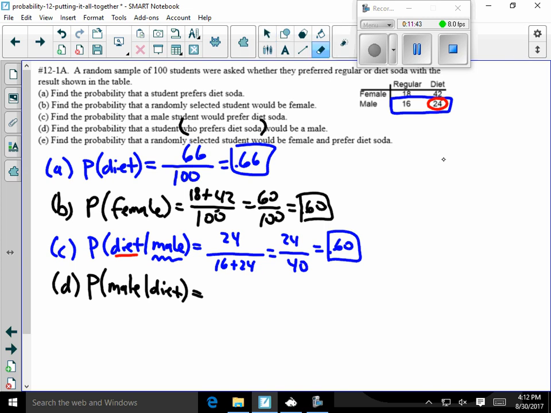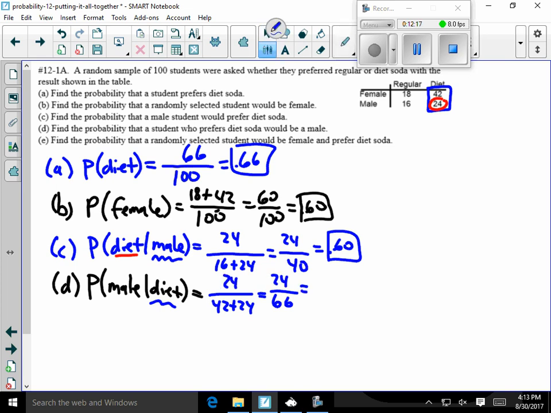In that case, that means that the conditional sample space is going to be the diet soda drinkers. So we're restricting ourselves to this column here. And then we're saying, okay, so the bottom of the fraction will be the 42 plus 24, which turns out to be 66. And then out of that, we want to know the number of people in that conditional sample space that are male. So that would be 24 here, right? So 24 out of 66 turns out to be 0.3636. All right, so about a 36% chance for that probability.